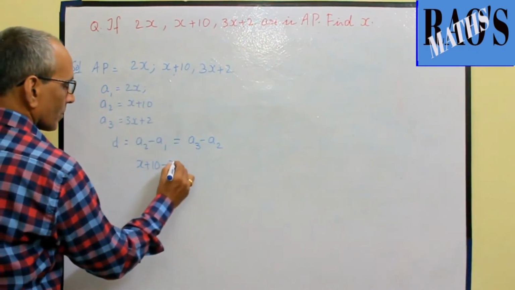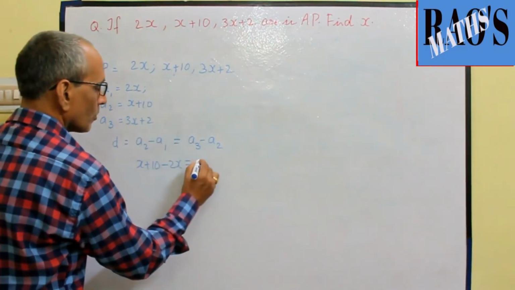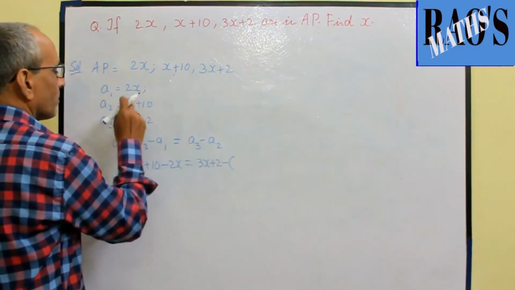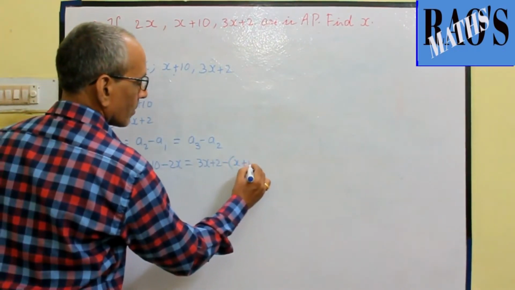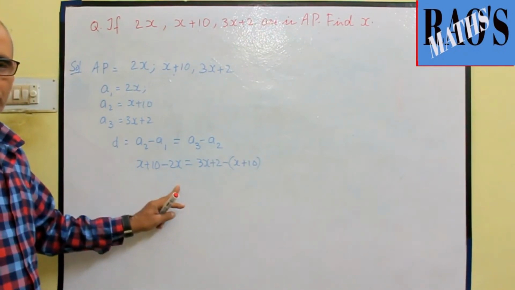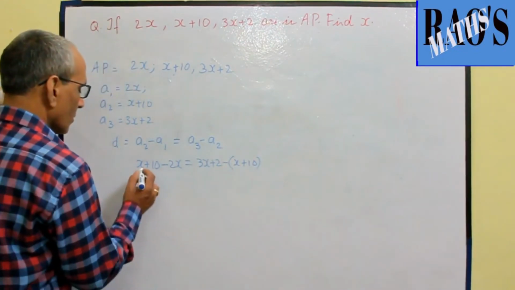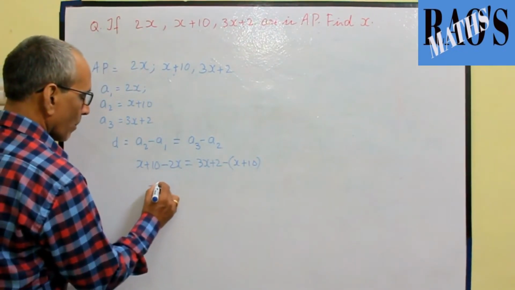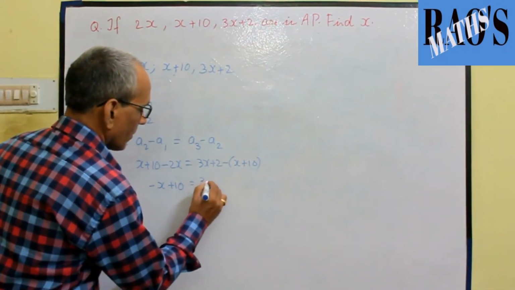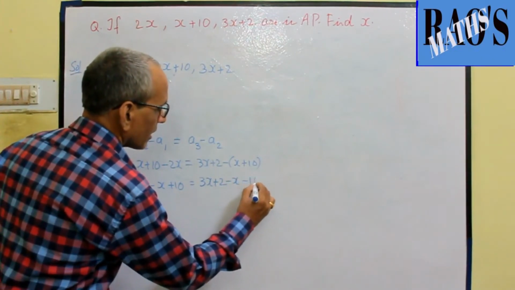2x. It is the same as a3, that is 3x plus 2, minus what is a2? x plus 10. Okay. The difference a2 minus a1 is the same as a3 minus a2. Let me compute. x plus 10 minus 2x is equal to, so here, 3x plus 2 minus x minus 10.